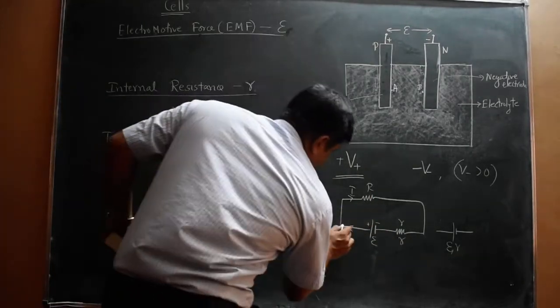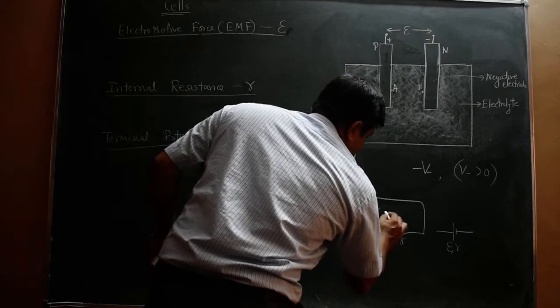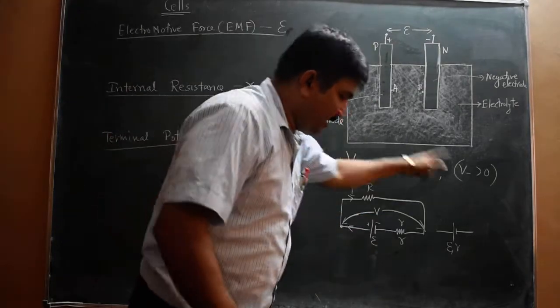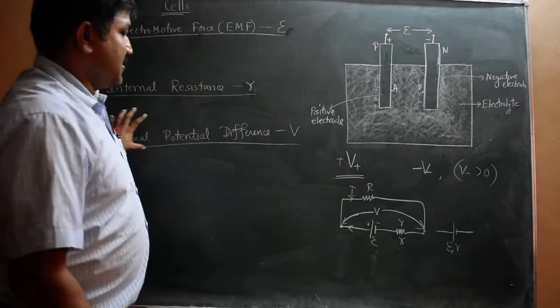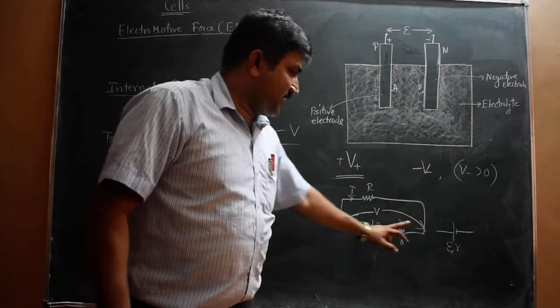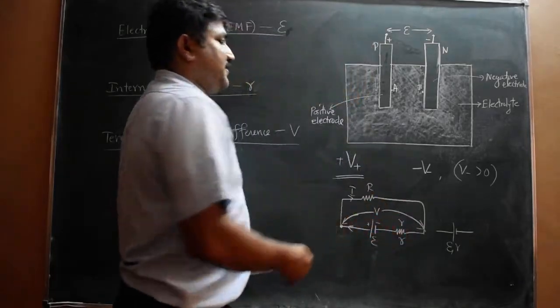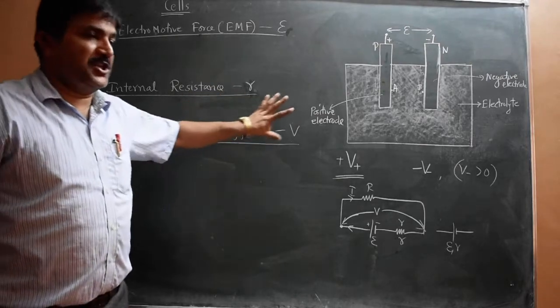Now the terminal PD, the potential difference across this cell when current is flowing in the cell, is called the terminal potential difference. The potential difference across the terminals of the cell, when current is set up or flowing through a cell, is called terminal potential difference.